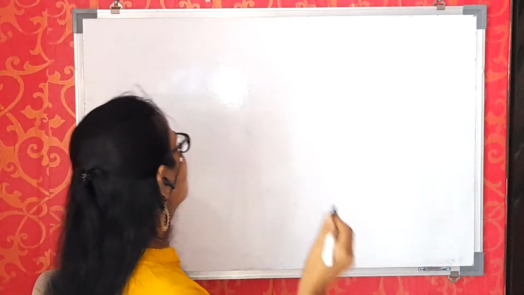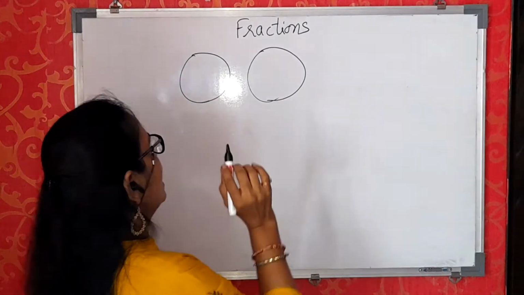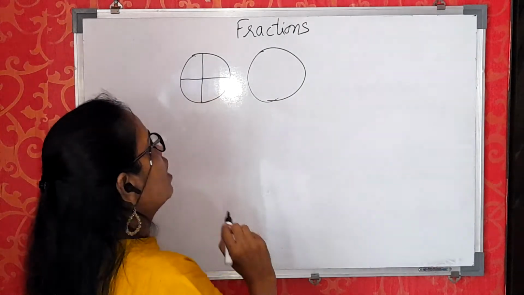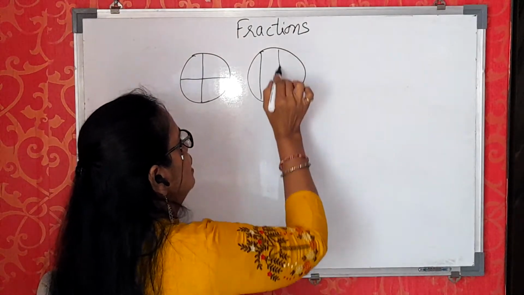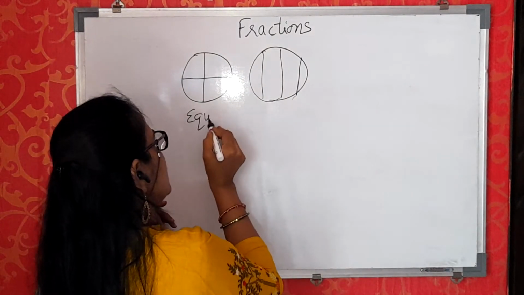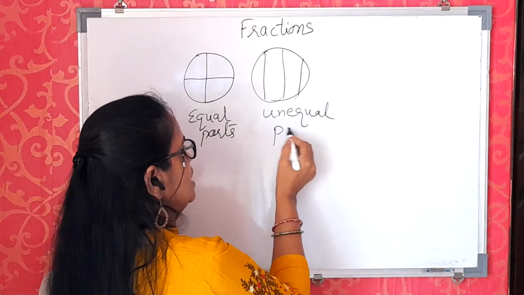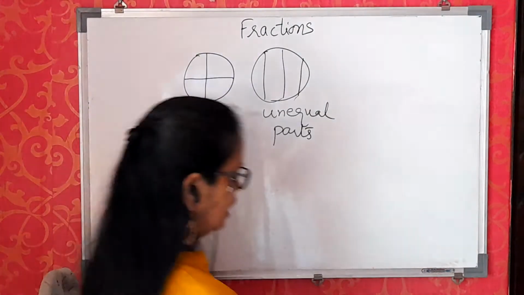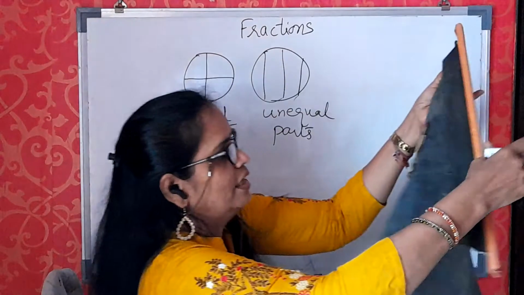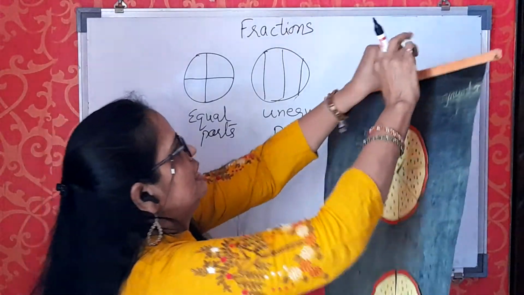So now look here. Just observe, I am making two circles, and see, I am dividing one into four equal parts, and here there are no equal parts, right? So focus on equal parts, and here unequal. That means they are not equal, right? So now look here. You must be aware of pizza. Everybody likes pizza. I have made pizza like this just for your fun, to understand easily, right?